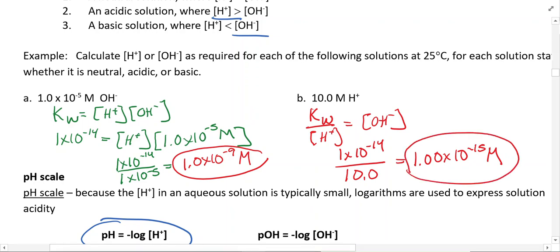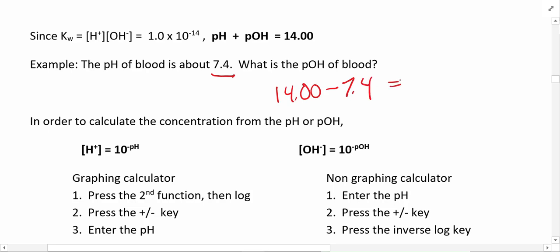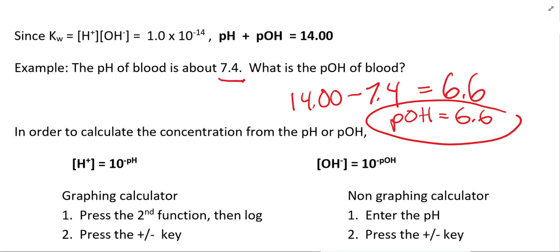for sig figs. So we do actually have another formula, pH plus pOH is equal to 14. So we can rearrange this equation to solve for the pH or the pOH. So in this case, we're given the pH is 7.4 for blood, so we're going to take 14.00 minus 7.4, and that will give us the pOH. So we're going to get the pOH is equal to 6.6. So this is just another way to calculate and kind of go between one and the other. Because they're related, there's multiple ways that you're able to connect them.